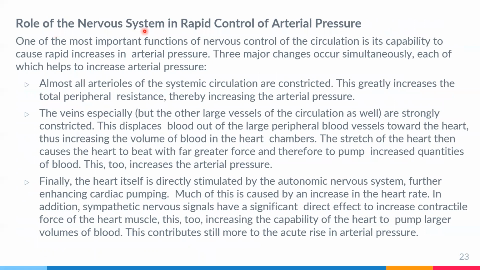Next, we move on to the role of the nervous system in rapid control of arterial pressure. One of the most important functions of nervous control of the circulation is its capability to cause a rapid increase in arterial pressure. Three major changes occur simultaneously, each of which helps to increase arterial pressure when controlled by the nervous system. The first is that almost all arterioles of the systemic circulation are constricted. This greatly increases the total peripheral resistance, thereby increasing the arterial pressure.